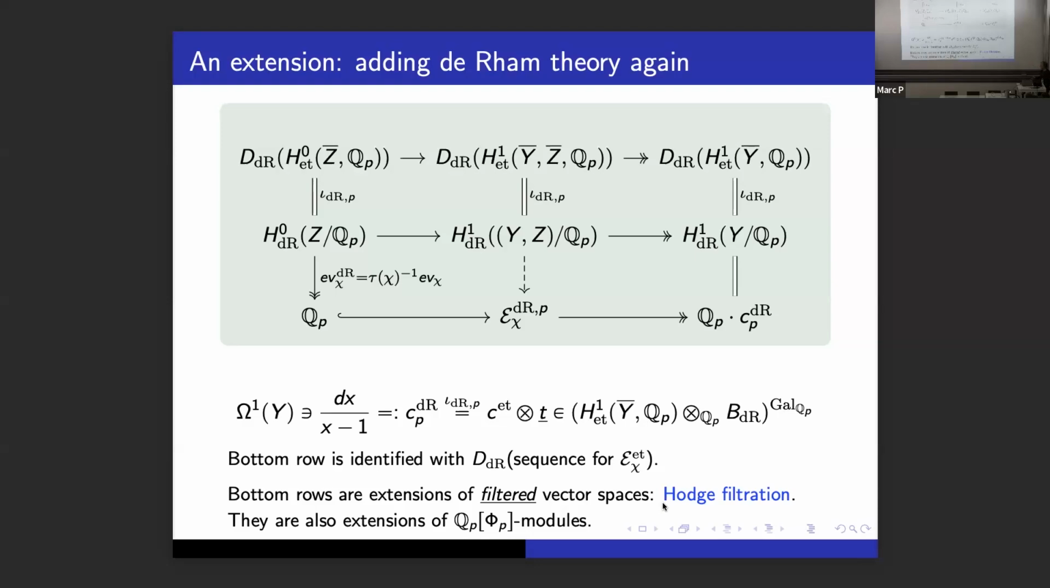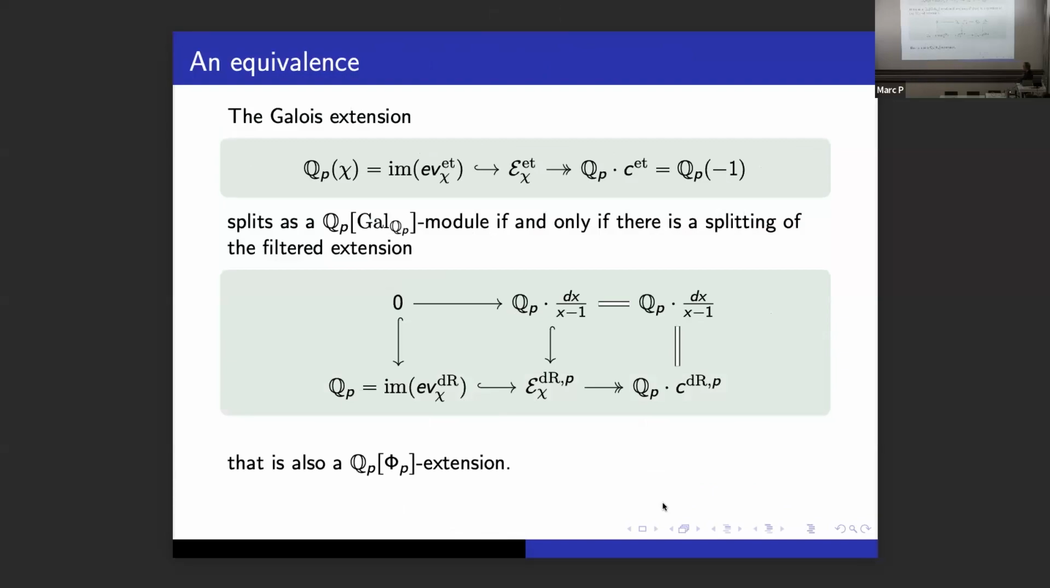They come equipped with a Hodge filtration. So this bottom sequence is an extension of filtered vector spaces. But there's more than just a filtered vector space. There's again a replacement for complex conjugation, a phi operator that's now a Frobenius operator in this case. It's not an involution, but it's still a fairly nice kind of operator. And so what we have is our extension of Galois representations that came from étale homology.